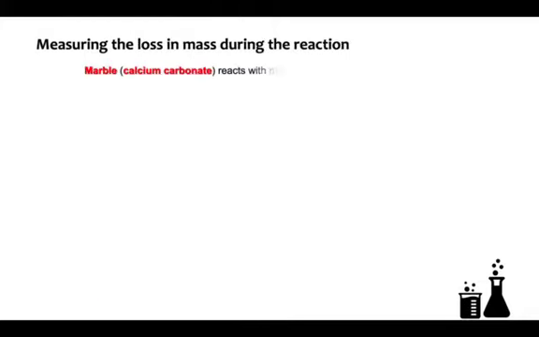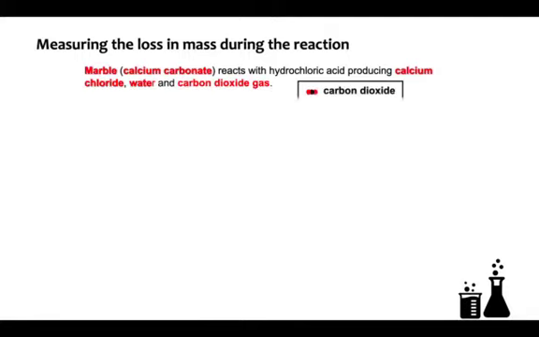Okay, so the second type of reaction that you've got to be aware of, and the second method for measuring the reaction, is looking at the loss in mass. So if we take the same reaction that we were just speaking about in the first example there, calcium carbonate reacting with hydrochloric acid, making calcium chloride, water, and carbon dioxide.